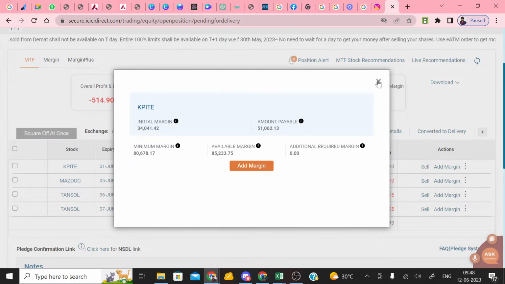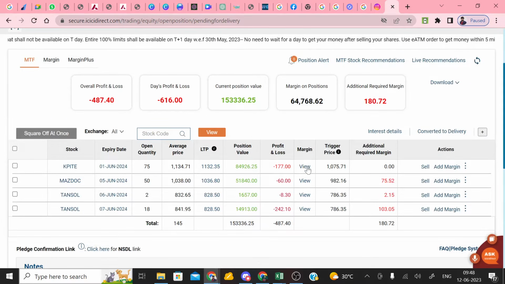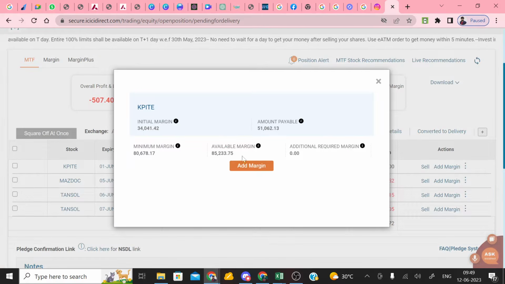margin. Now if you see, for a KPIT stock, how much amount I have paid, you can check it here. Initial margin, so I have paid 34,000 from my pocket. Amount payable 51,000. Why? Because the total value was around 80,000 paid to acquire this particular security. And then available margin means up to 85,33. So the margin was available. So these are the details.